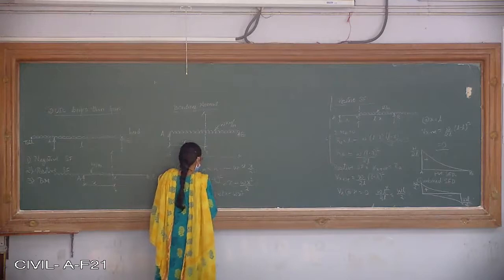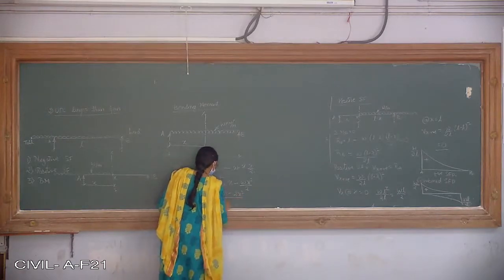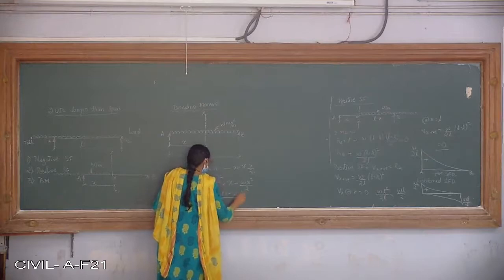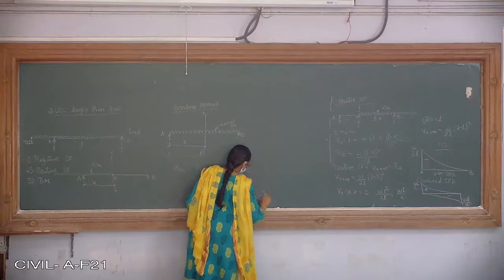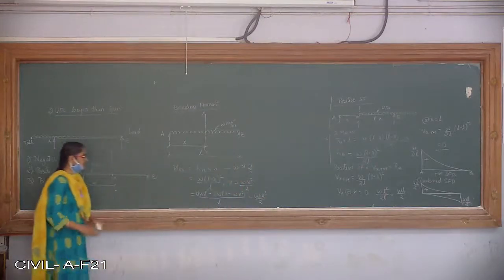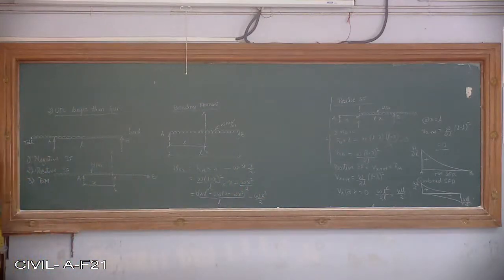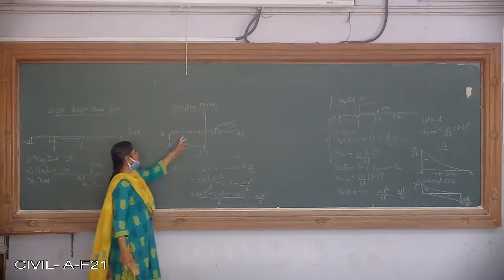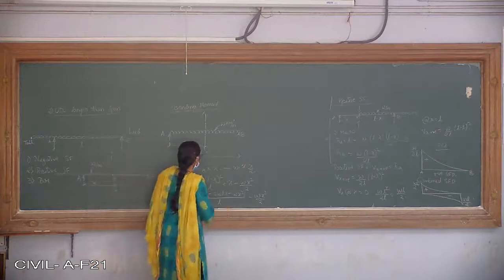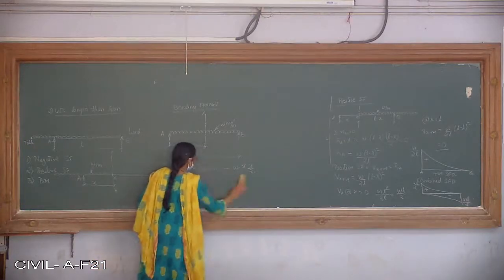We can take out common terms, divided by L, and again multiply by x minus W x square by 2. You can simplify this. On simplifying, here Ra, now here x is equal to... for this loading, what will be Ra? You have to just calculate Ra, you can't substitute that value of Ra.